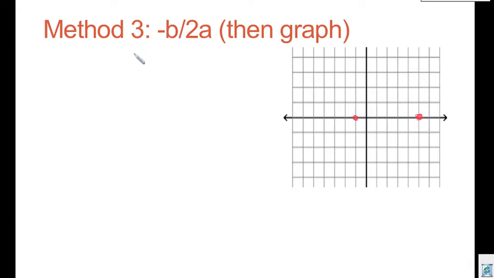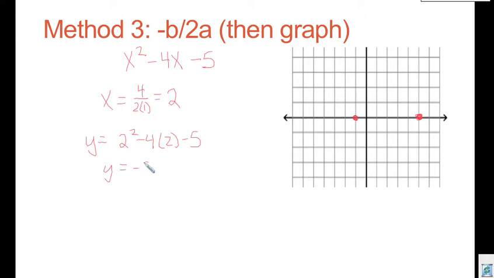Now we have to find our vertex. So x squared minus 4x minus 5. So x equals the opposite of b over 2a. So 4 over 2 equals 2. Plug that in. We get 2 squared minus 4 times 2 minus 5. So 4 minus 8 is negative 4, minus 5 is negative 9. So we could graph that, somewhere down here, at negative 9.